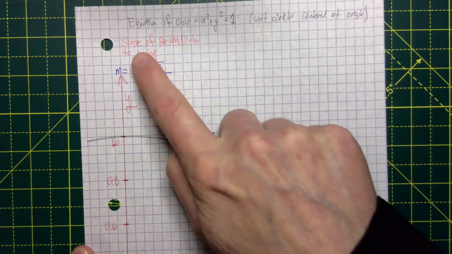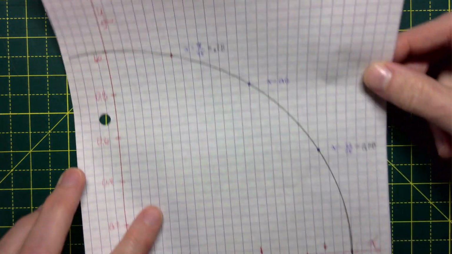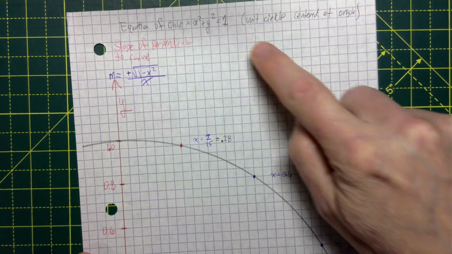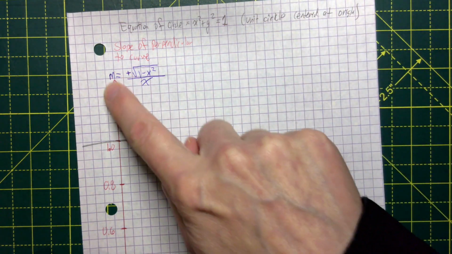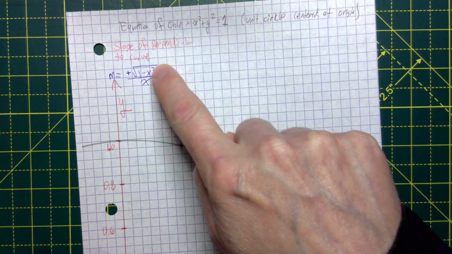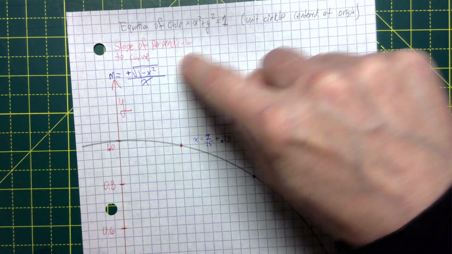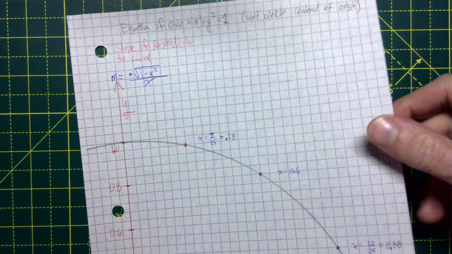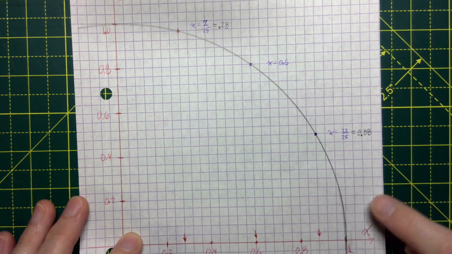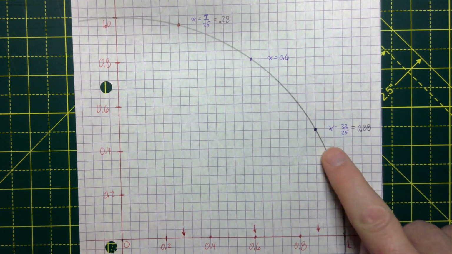So here's our equation of a circle. It's actually just a quarter circle, but it's a unit circle centered at the origin. Again, this is the perpendicular to the curve, the square root of 1 minus x squared all over x. All right. Now we're going to try this with several different points.